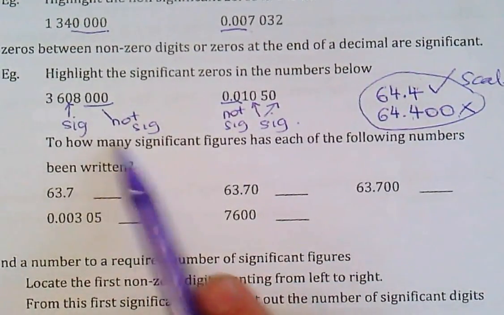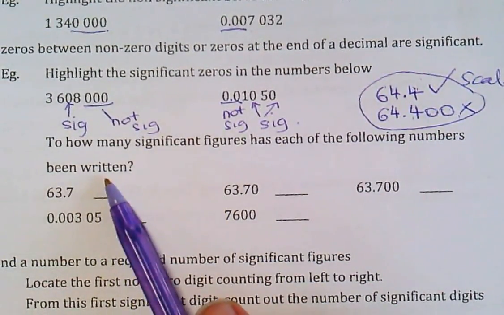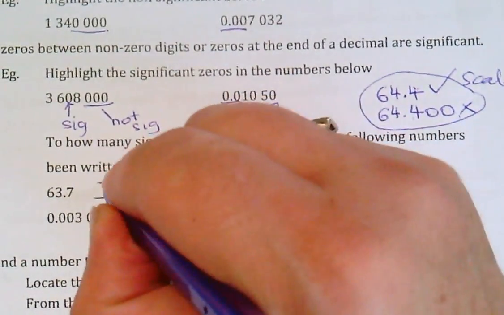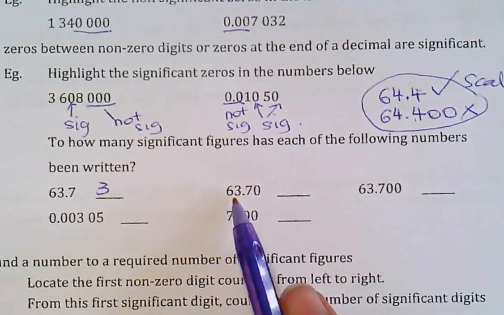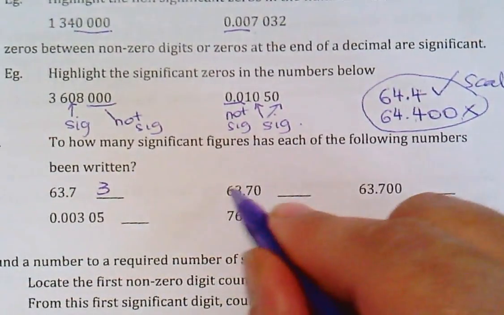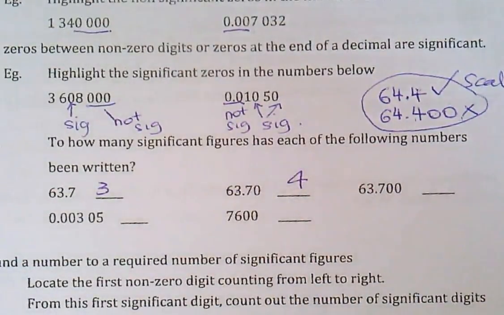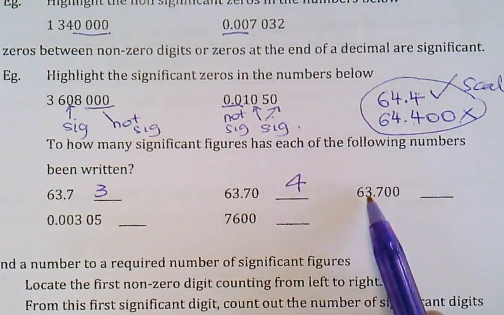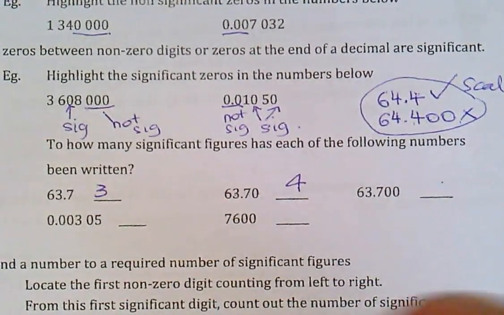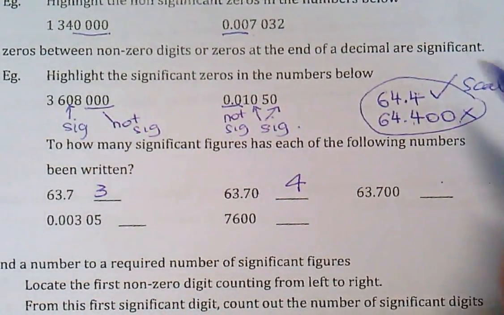Now, these questions. To how many significant figures has each of the following been written? How many? Count the numbers. 1, 2, 3. Good. Now, are zeros at the end of a decimal significant? So 1, 2, 3, 4. Even though that could be someone's error. This one. Yes, zeros at the end of a decimal are significant.